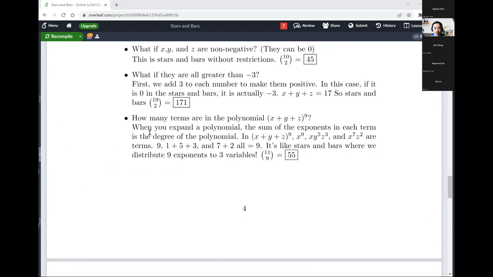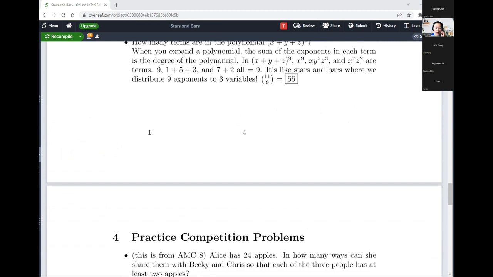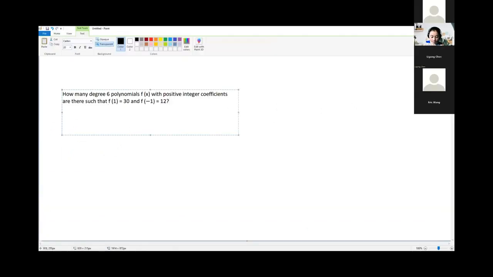And our next one, we have practice competition problems now. So first, know that a degree 6 polynomial looks something like a times x to the 6 plus b times x to the 5th plus c times x to the 4th plus d times x to the 3rd plus e times x squared plus fx plus g, where g is the constant. And let's see that I haven't missed anything. Yep, they're all there.